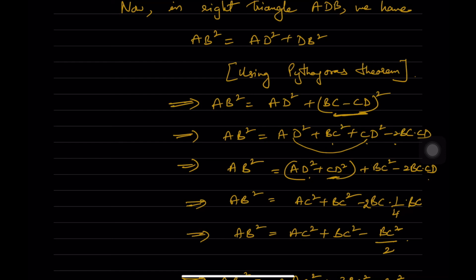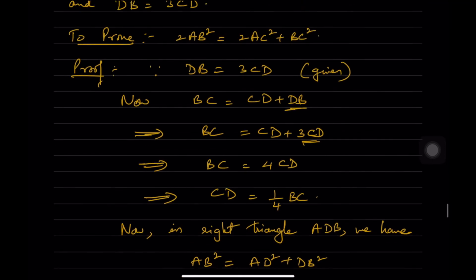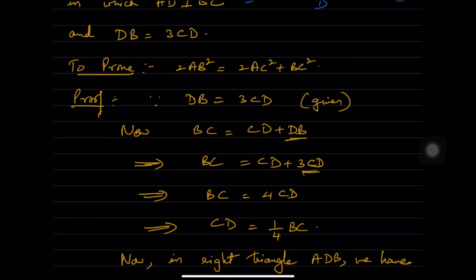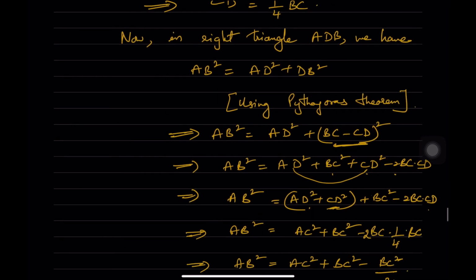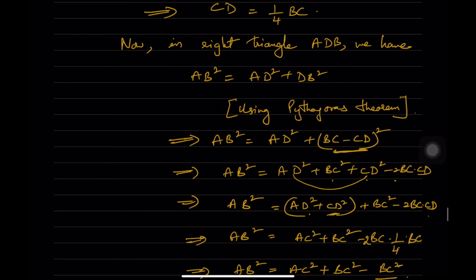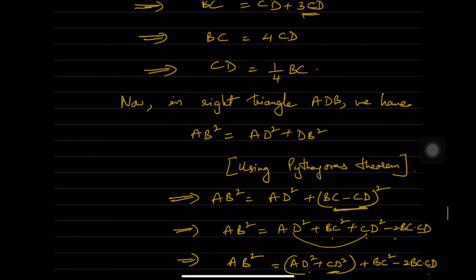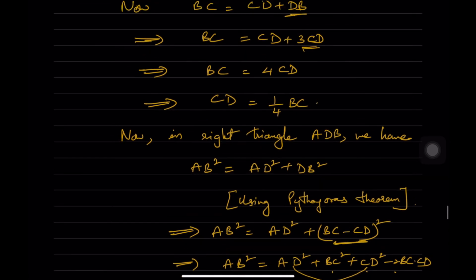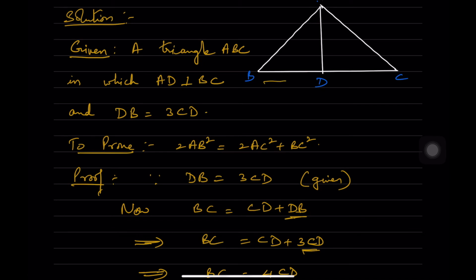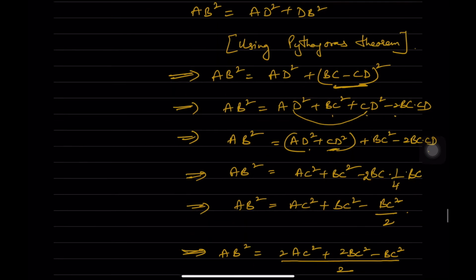So now in right triangle ADB, using Pythagoras theorem, we know that AB square is equal to AD square plus DB square. Here you can see that BD is equal to BC minus this part CD. So we are writing that here BC minus CD.